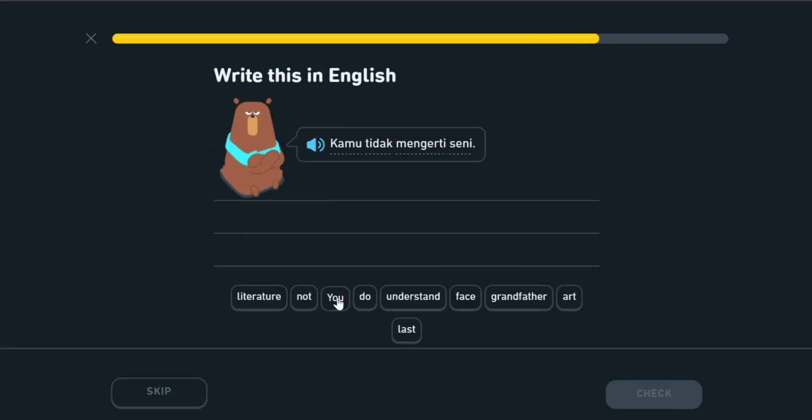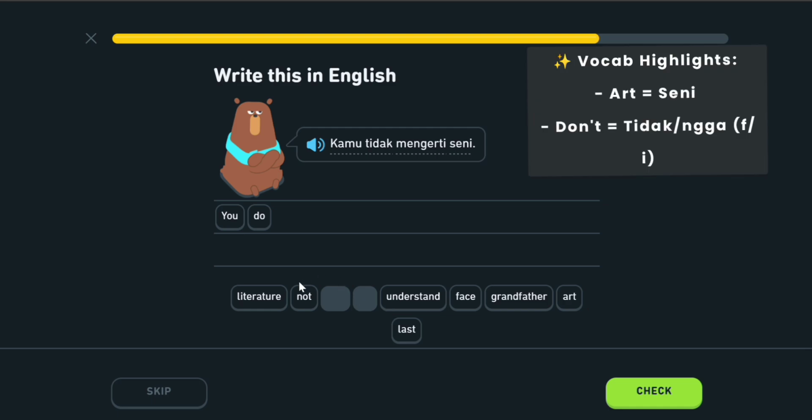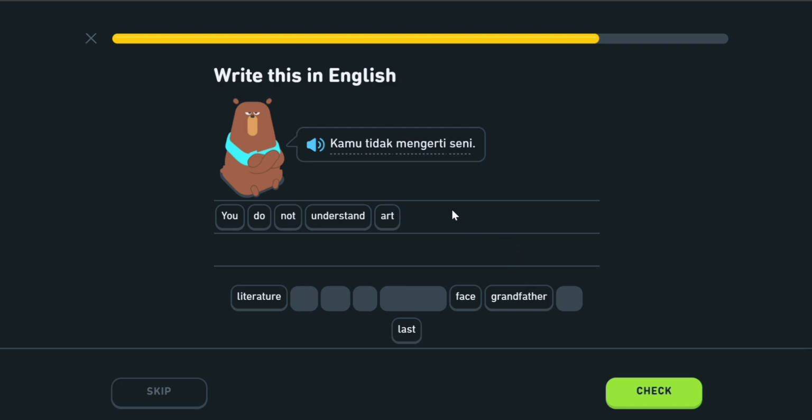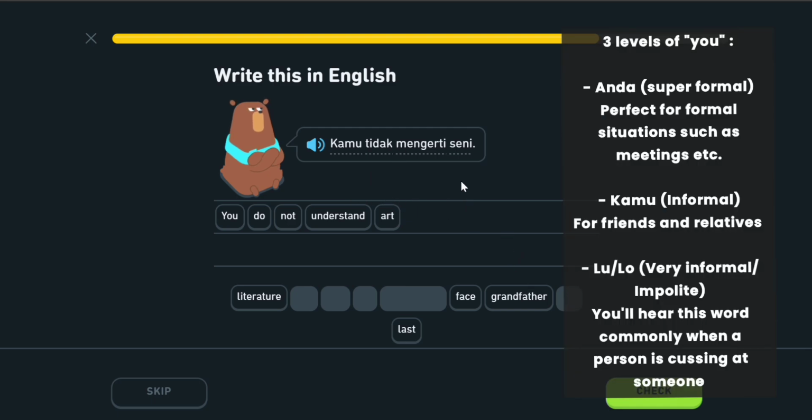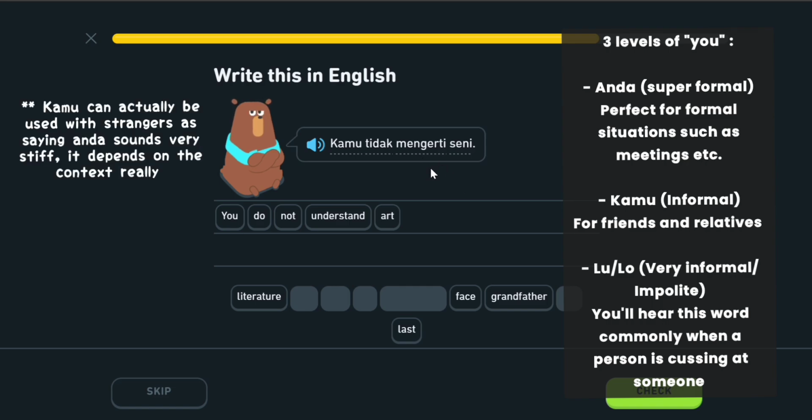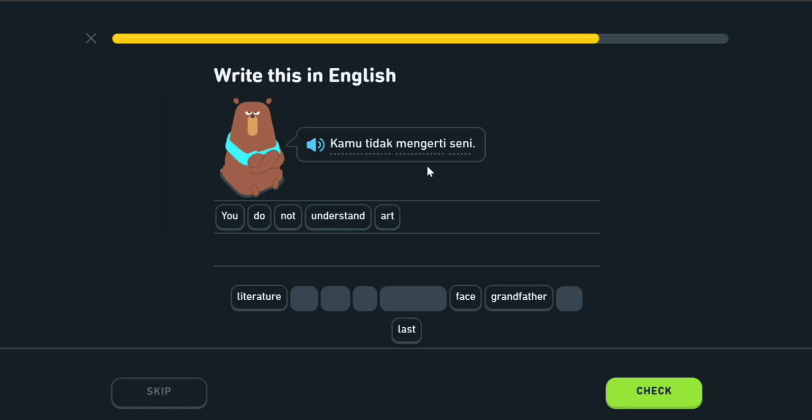Next, kamu tidak mengerti seni is you do not understand art. So here, Duolingo gives the word kamu. Kamu is an informal version of you. You wouldn't use this with strangers. A more formal way of saying you would be Anda.